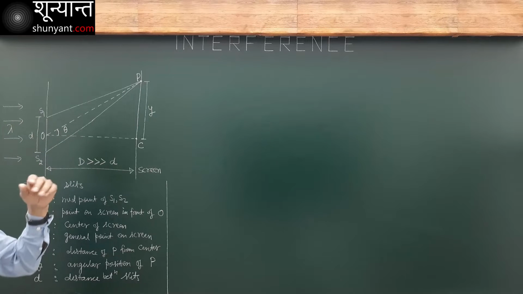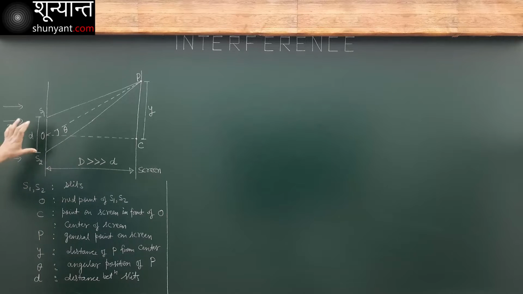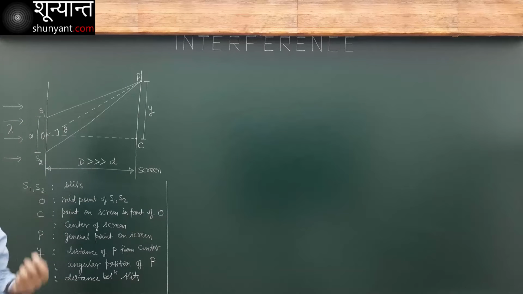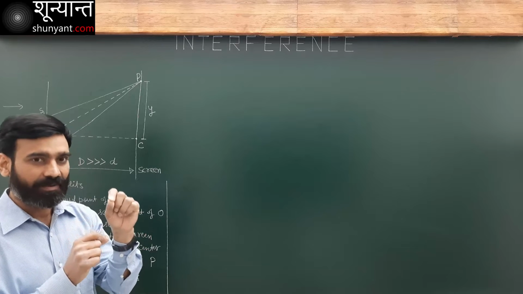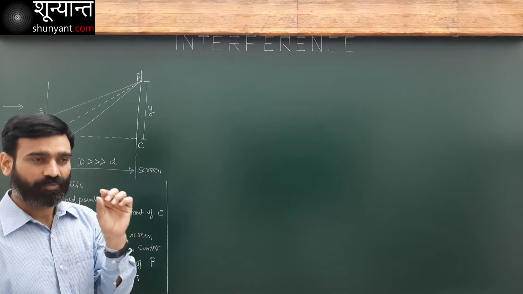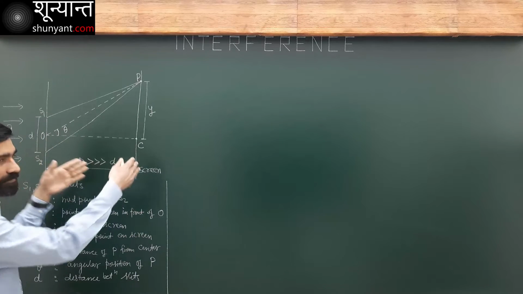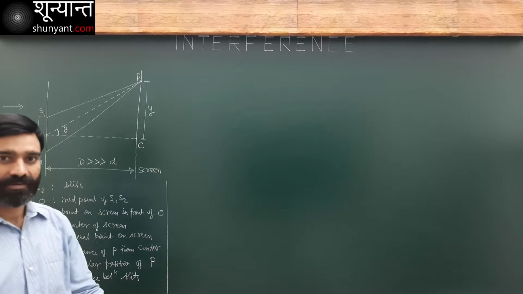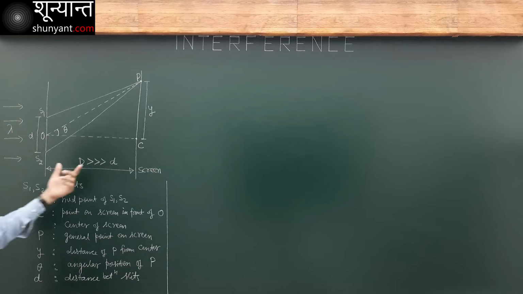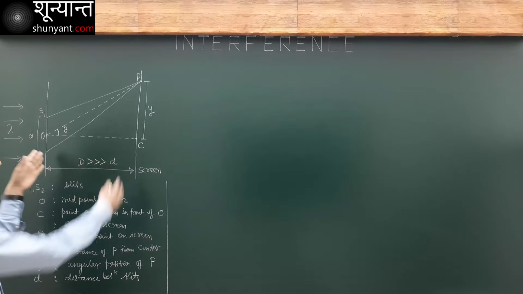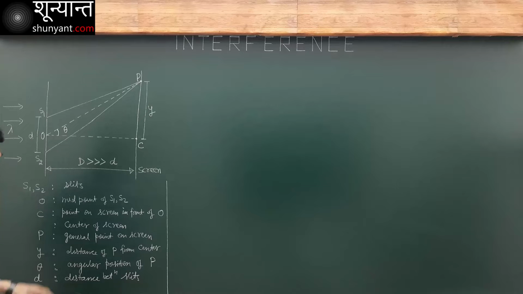Try to understand. If this distance is, let's say, 1 millimeter, two point-like holes with very small separation of 1 millimeter, then this will be, let's say, 1 meter, so it will become 1,000 times more than this. So this is the meaning of this condition, D is very large as compared with d. Point O is the midpoint of S1, S2, so this will become d/2, this will become d/2.